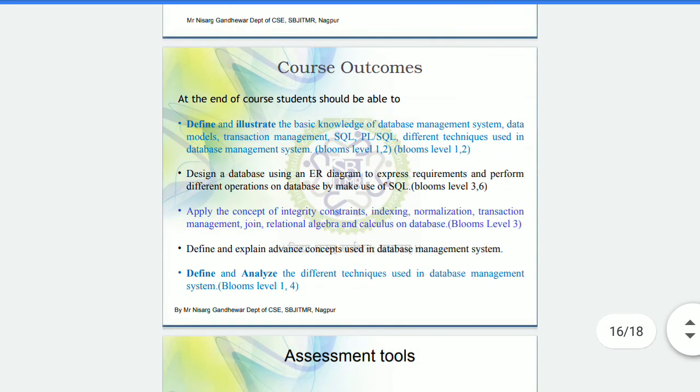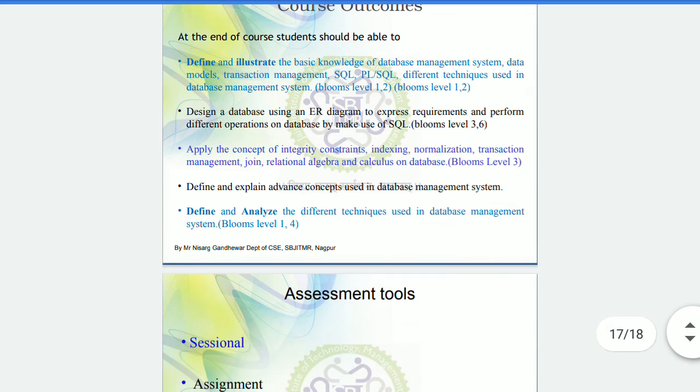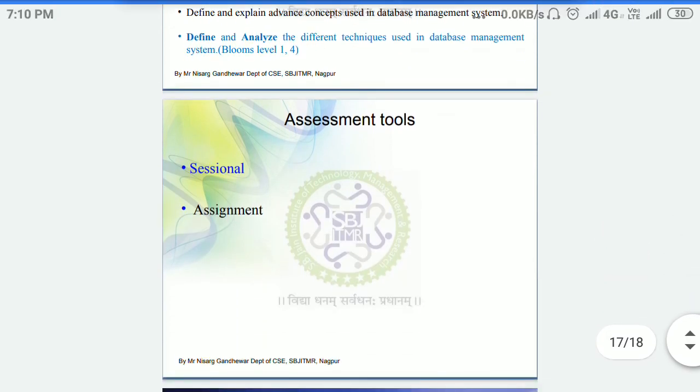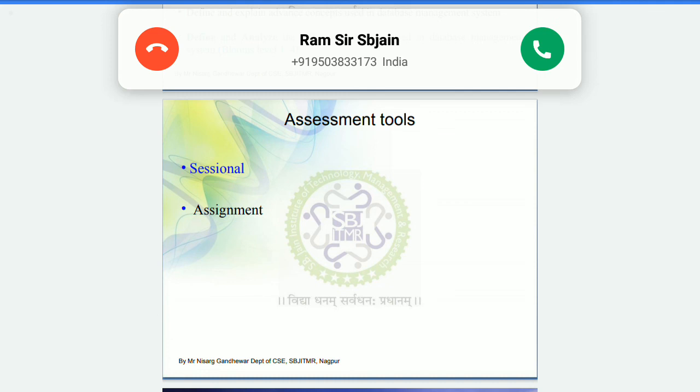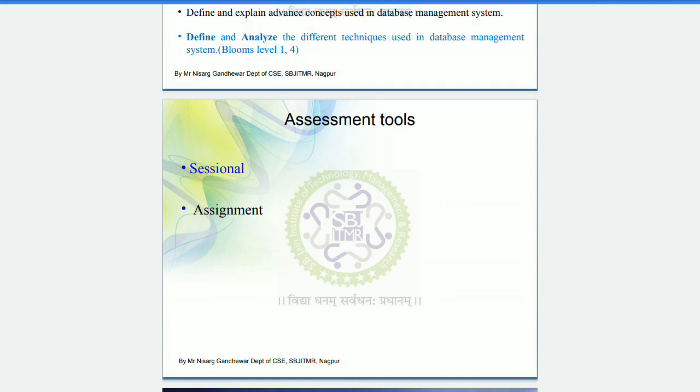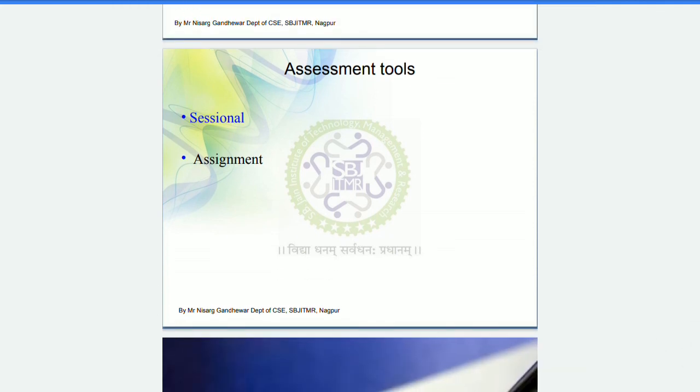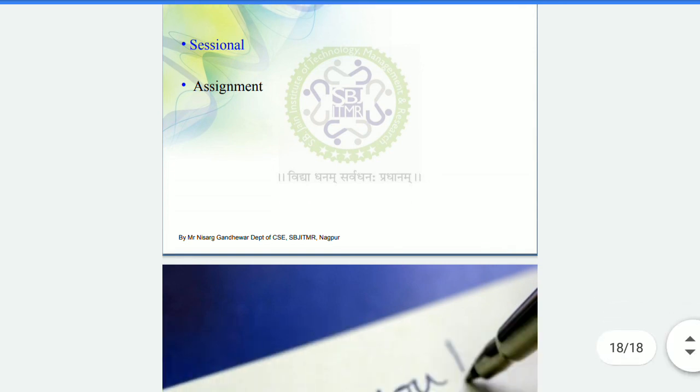Then course objective, the main objectives behind learning this subject, I have mentioned over here. And course outcome. What is course outcome? What is expected after learning this subject? What is the expectation from a student after learning this subject? And assessment tools: in assessment, how will you be assessed? Through assignments and through various exams.